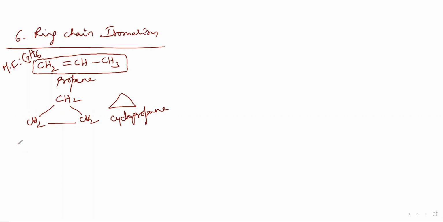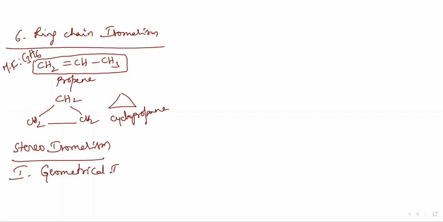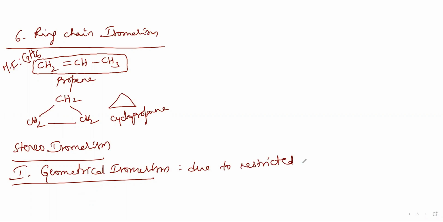Next type, stereoisomerism. So stereoisomerism again is divided into two more types. What is that? Geometrical isomerism. What is geometrical isomerism? This is due to restricted rotation of C double bond C. Why are we having geometrical isomerism? Due to restricted rotation of C double bond C. We cannot rotate a double bond between two carbon atoms. So due to this, we have different types of isomers.